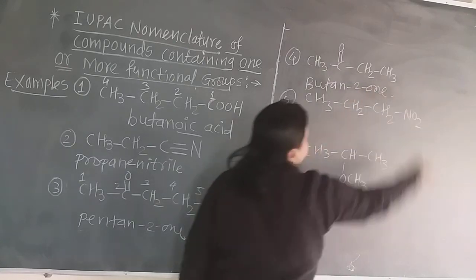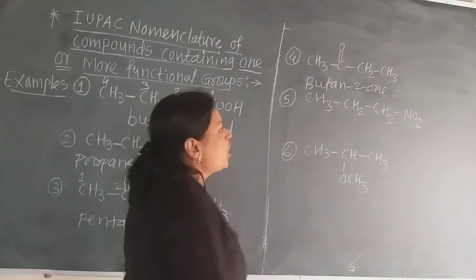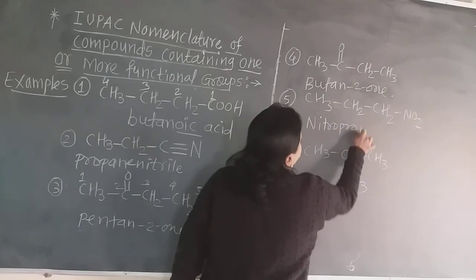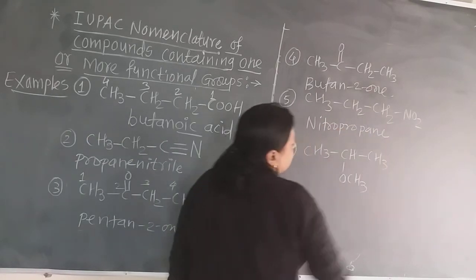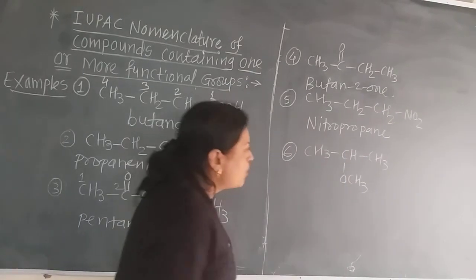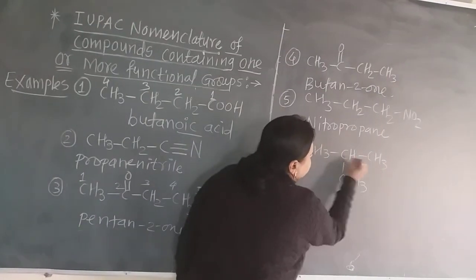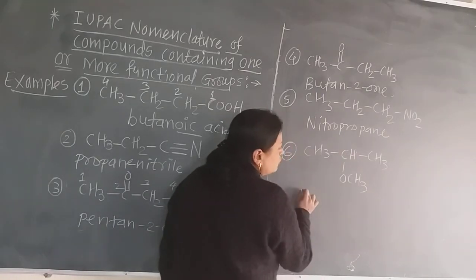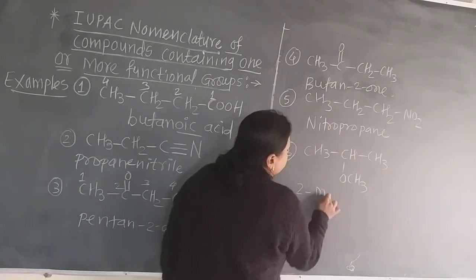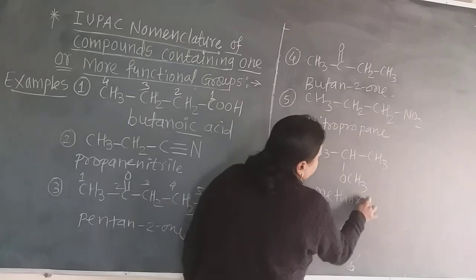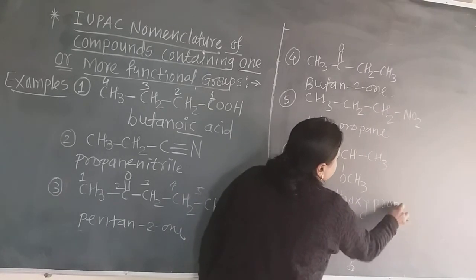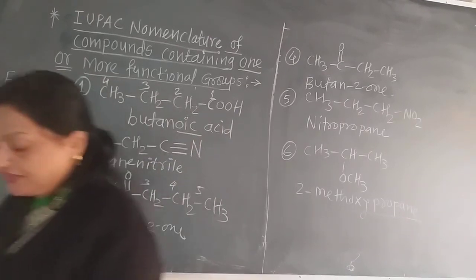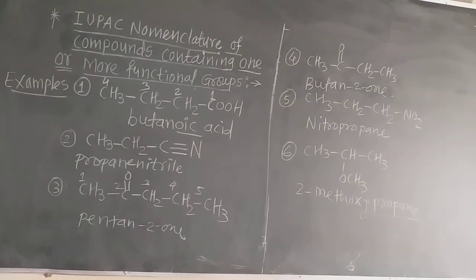One is the suffix. Now next is nitropropane. This is nitropropane. And the last one is the alkoxy compound. This is the methoxy group, and there are 3 carbon atoms, but on the second carbon atom there is the methoxy group, so it is 2-methoxypropane. Now this is the IUPAC name. Some other compounds we will also see in the next lecture.